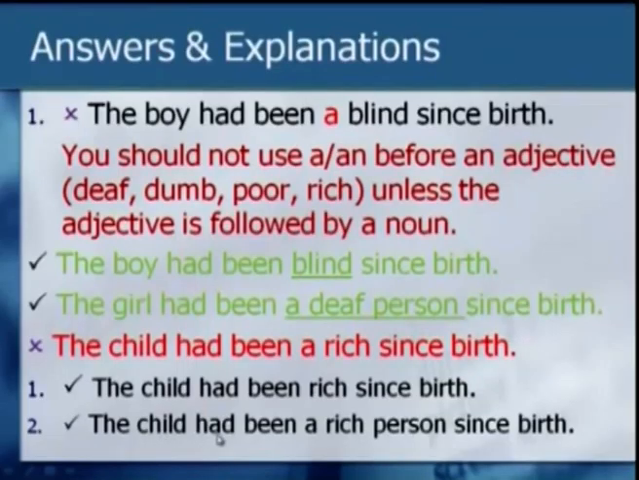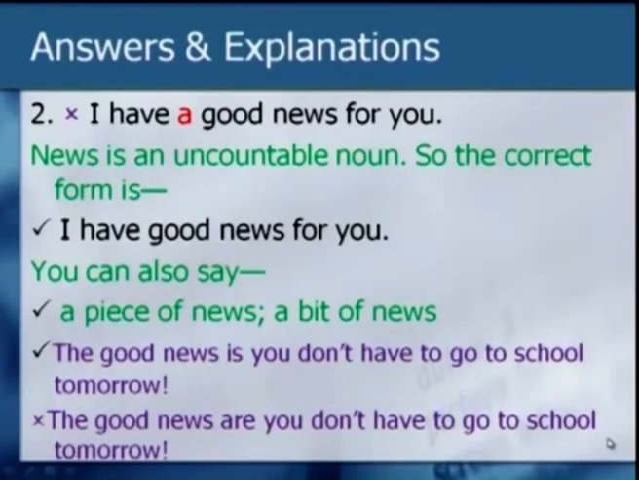Look at the second example. The child had been a rich person since birth. So both are acceptable. Now you ask yourself, are you committing this kind of errors? If yes, look at your writing and then try to avoid this. Let us go for the other explanations. Look at the second one.